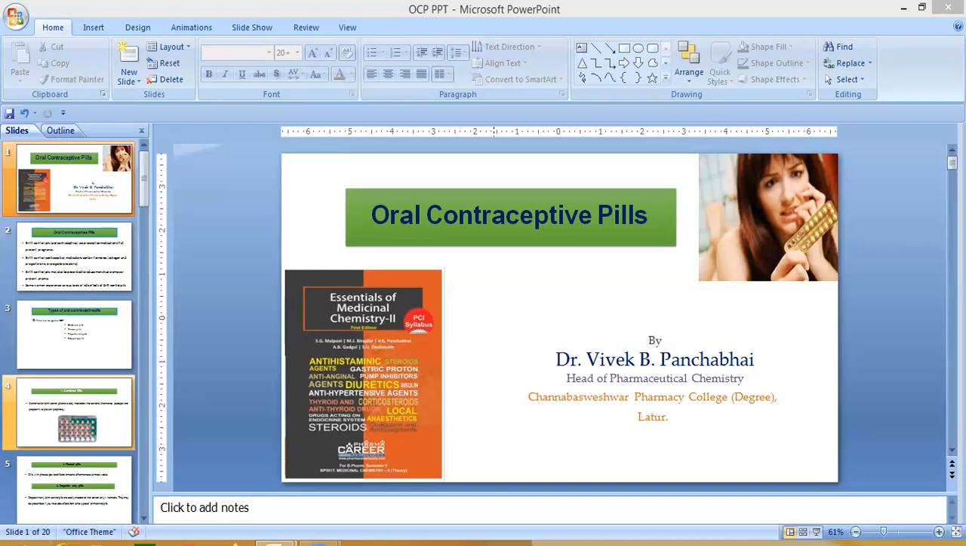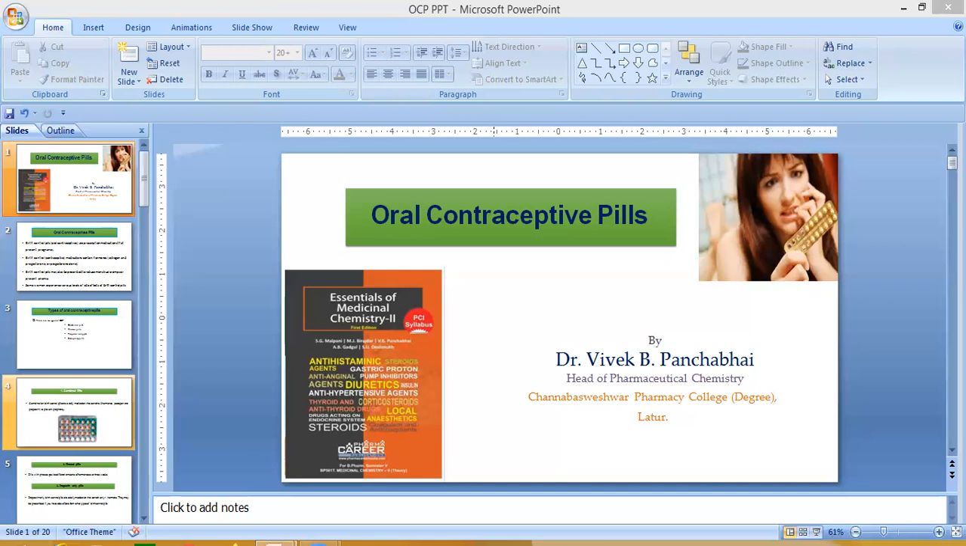Why do they contain estrogens? The estrogen hormone contains ethinyl estradiol or mestranol as the drug moiety working as estrogen. And for progesterone, these are the drugs present in the oral contraceptive: norethindrone, norethindrone acetate, which is a derivative of norethindrone, norgestimate, ethynodiol diacetate, norgestrel. These are the progestin-containing drug moieties.